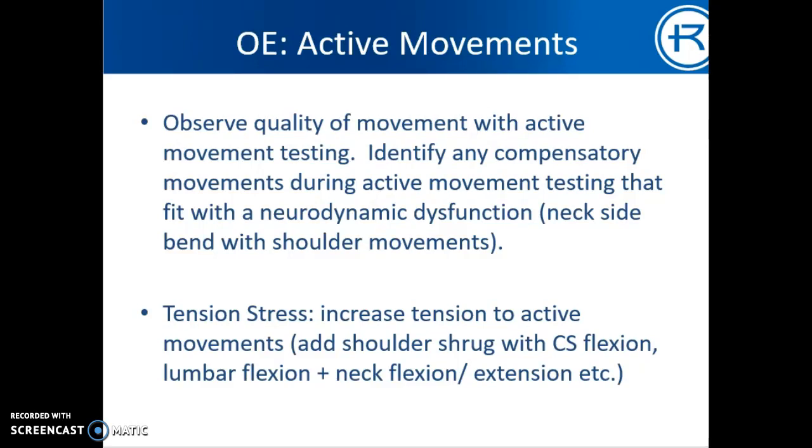So for the upper quarter, it might be the neck is side bent with shoulder movements. For the lower quarter, you might see their knee bend when they're going through lumbar spine flexion. One thing you can do is add on to that active movement by increasing tension. For example, adding a shoulder shrug with cervical spine flexion and seeing if that eases off the pain. And then for the lower quarter, when the patient's doing lumbar spine flexion, maybe add on neck flexion to see if that changes the pain, or also fiddle with the knee bent versus straight.